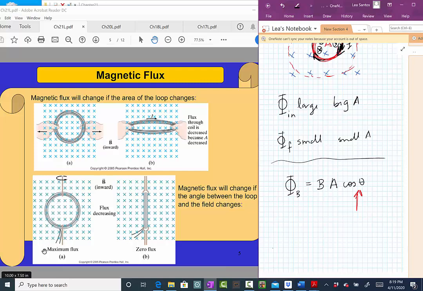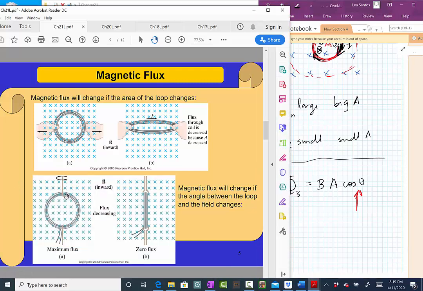That's what you're seeing on this bottom line here. This is the loop, and we have the magnetic field going through this loop, going into the page. What we are going to do is rotate this loop, so that we go from this scenario, where the direction of the magnetic field and the line perpendicular to the area is the same, to this case where the magnetic field becomes parallel to the area. Here the magnetic field is perpendicular to the area. Here the magnetic field became parallel.